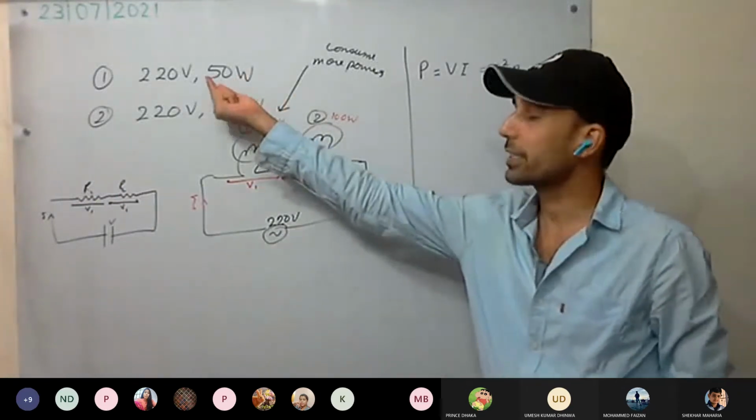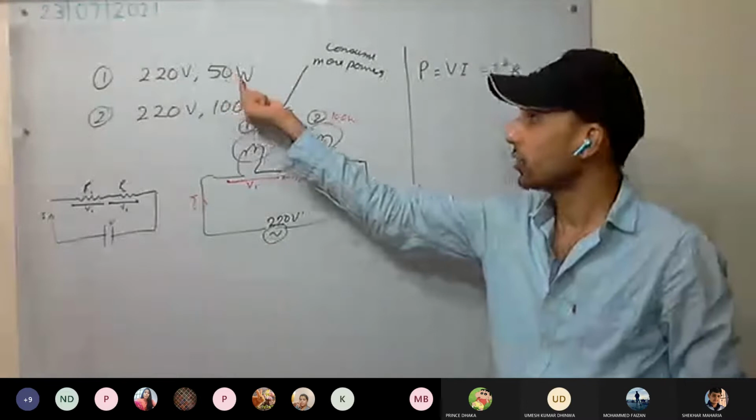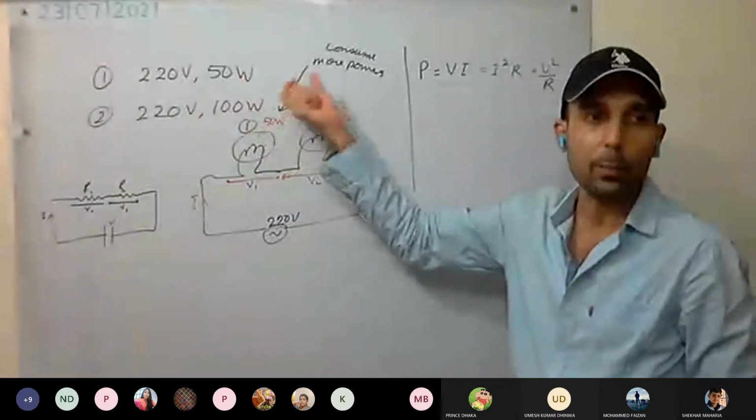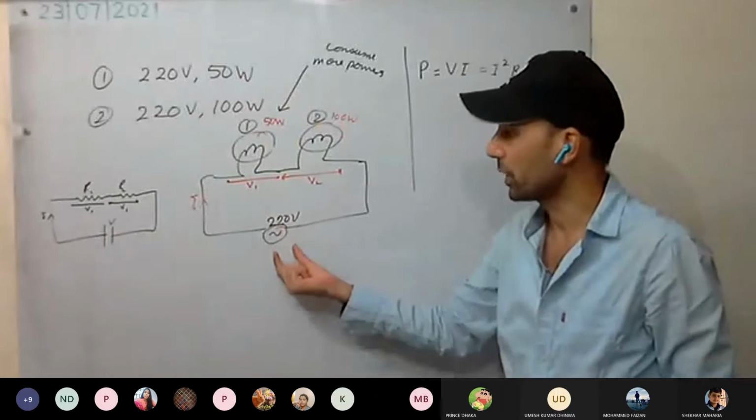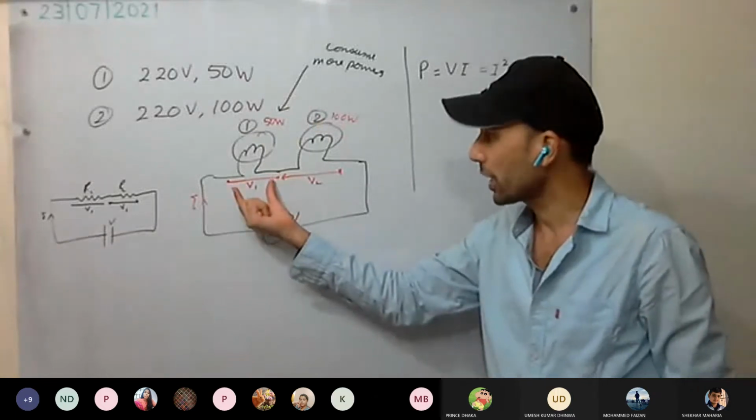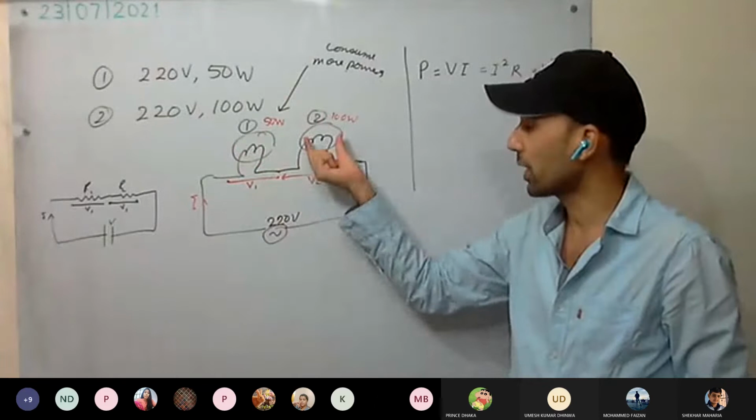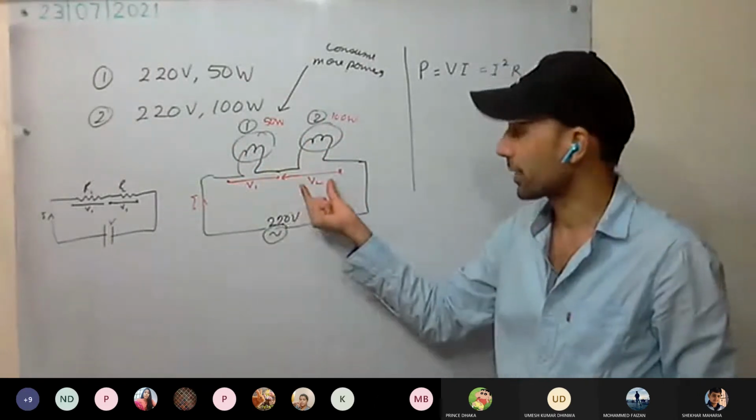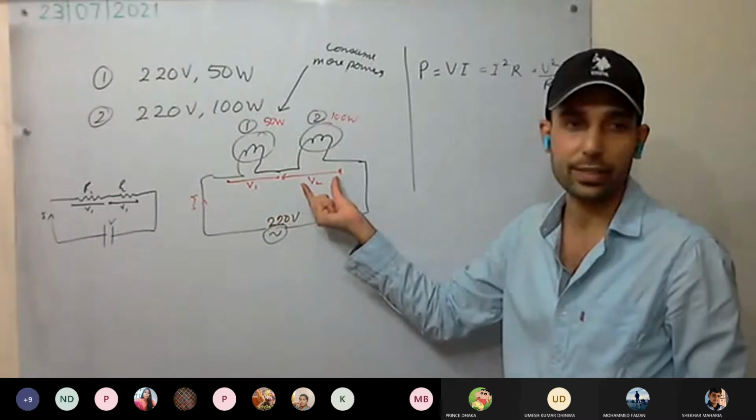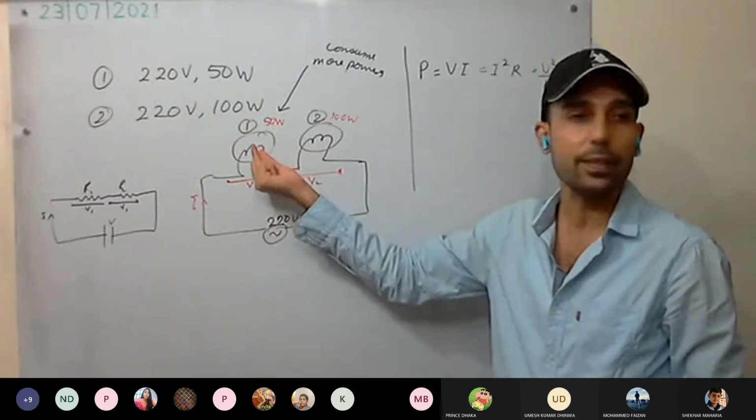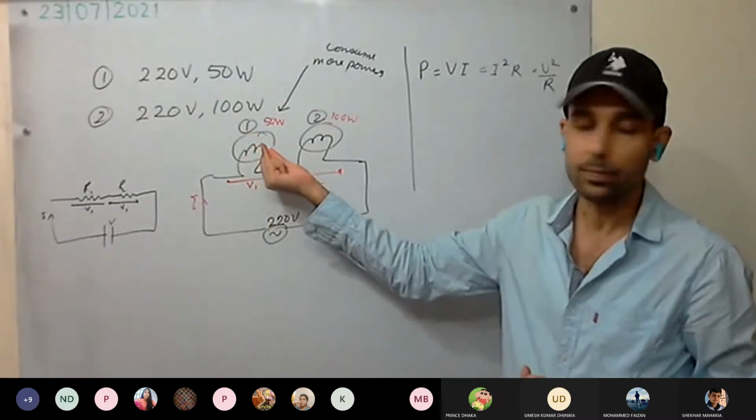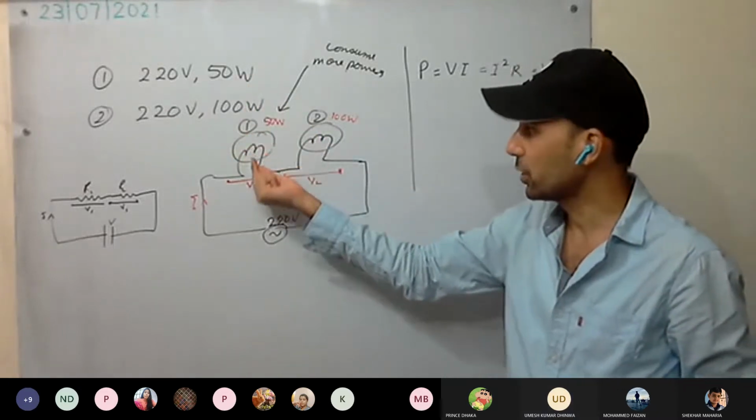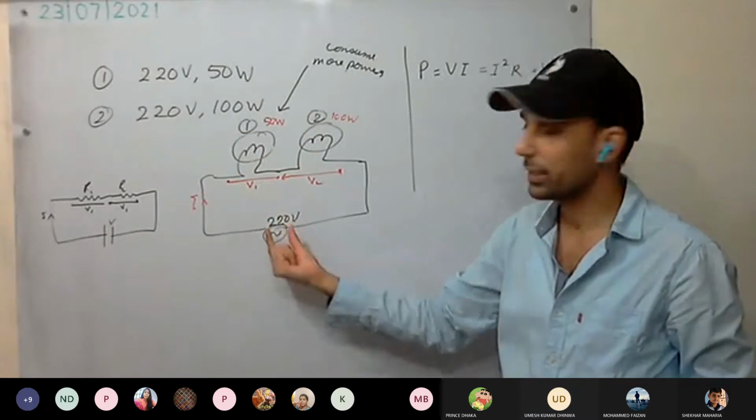Initially, if it is connected across 220 volt, the first bulb will consume power of 50 watt and the second bulb will consume power of 100 watt. But now they are not connected across 220 volt. The voltage across the terminals of the first bulb and the second bulb is not 220 volt. V1 is different, V2 is different. Therefore it is going to consume not 50 watt, but some other power. It will consume less power because less voltage is available.